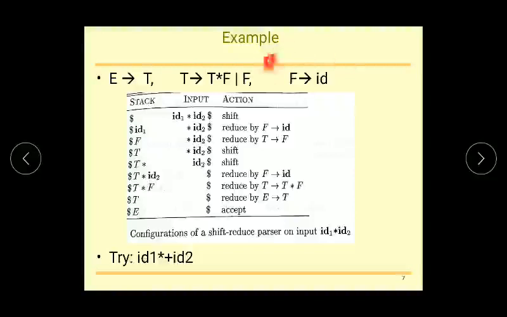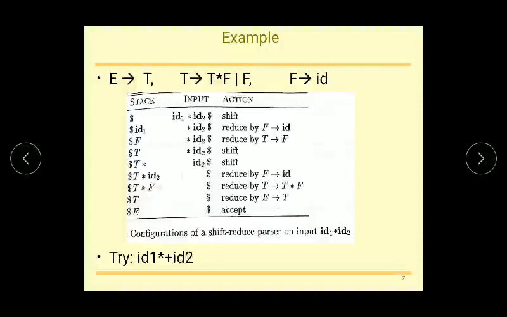Now see what is at the top of the stack, that is ID2. There is a production F gives ID, so ID2 can be reduced to F. Now the stack contains T star F. There is a production T gives T star F, so T star F can be reduced to T.